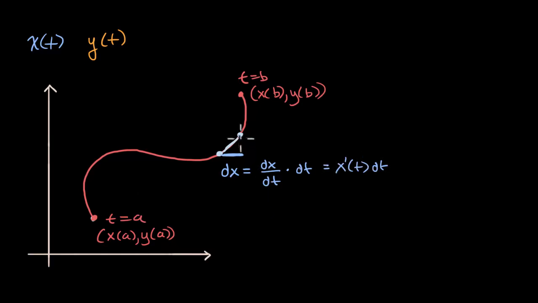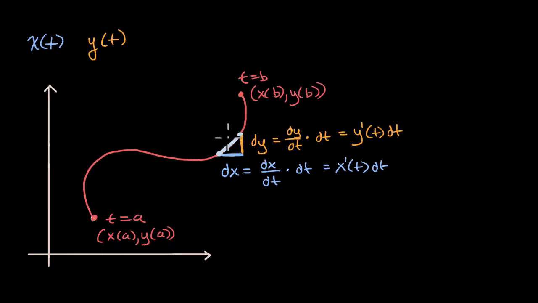And then our change in y is going to be the same idea. Our infinitesimally small change in y when we have an infinitesimally small change in t. Well, you could view that as your rate of change of y with respect to t times your very small change in t, which is going to be equal to, we could write that as y prime of t dt.